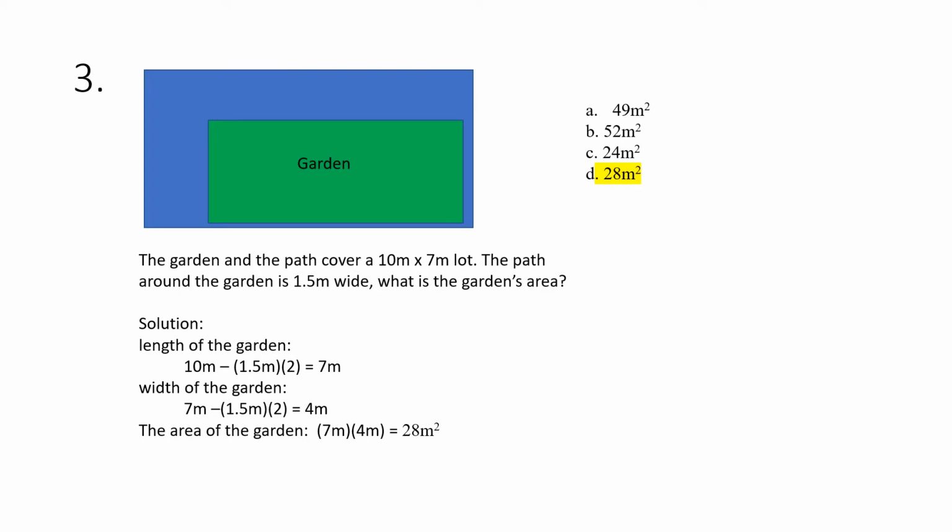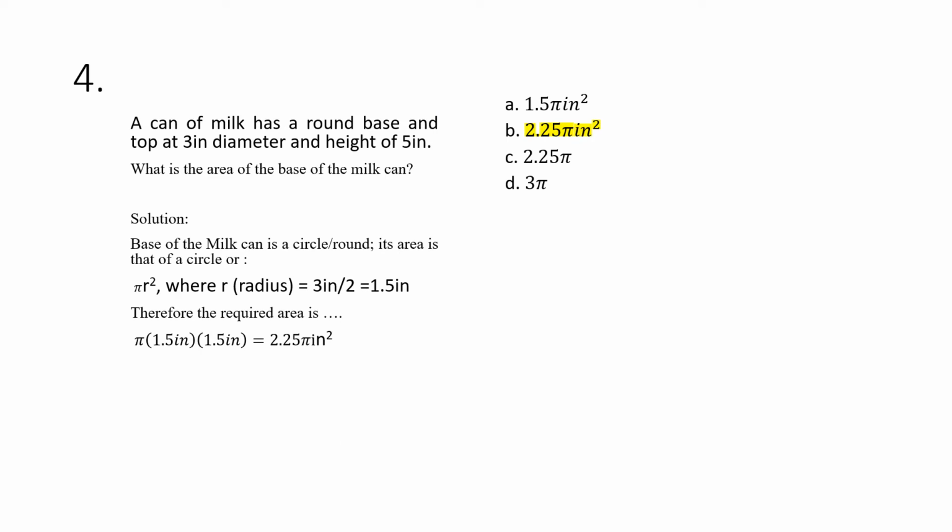that would be 7 meters for the length, and for the width that will be 7 meters minus 3, and that's equal to 4 meters. Therefore, the area of the garden would be 7 meters times 4 meters or 28 meters squared.